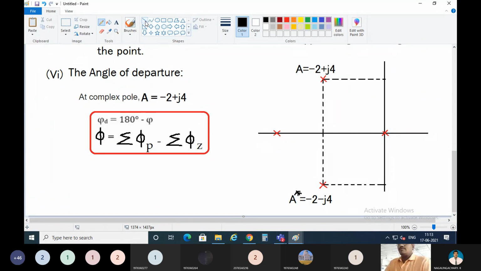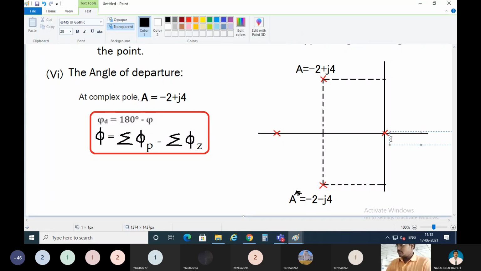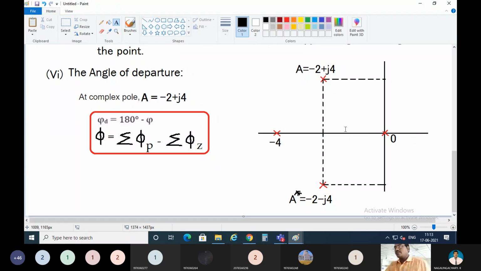So now if you draw a line, the angles contributed by these: this is 0, this is one pole, this is 0, and this is -4. First, I want to determine the angle of departure at complex pole A. So for that, you can draw a line like this and find out the angle. This is another pole, and this is already one pole.